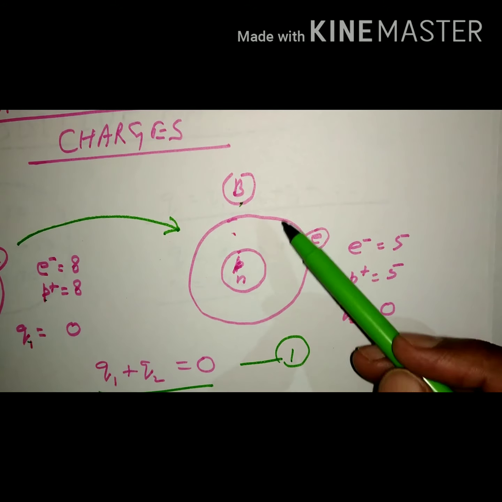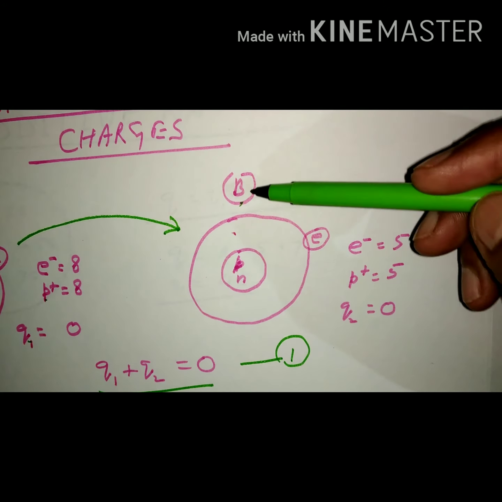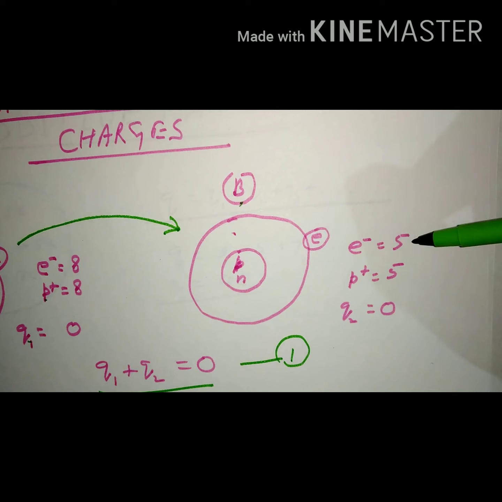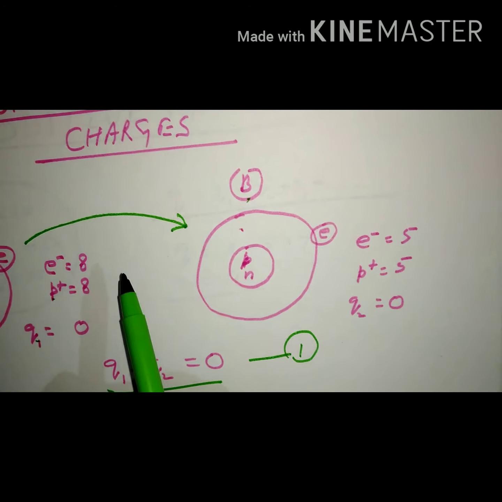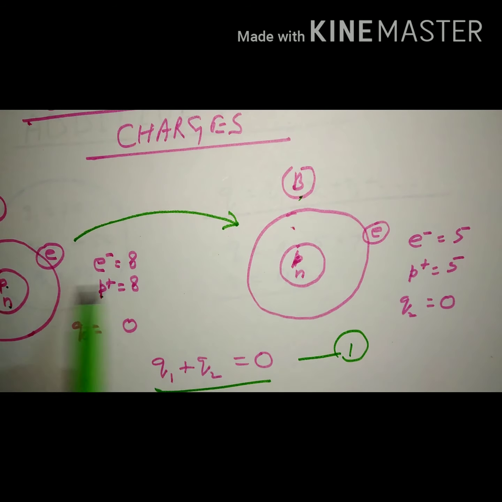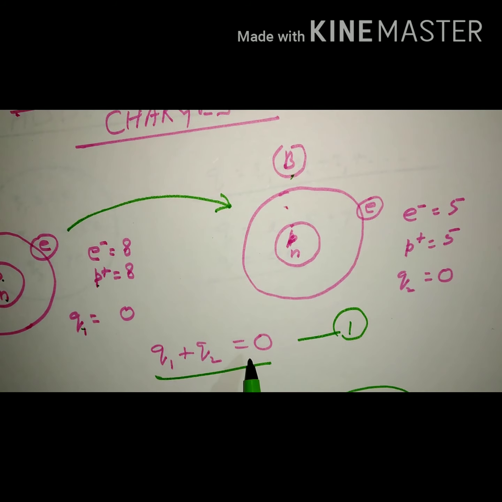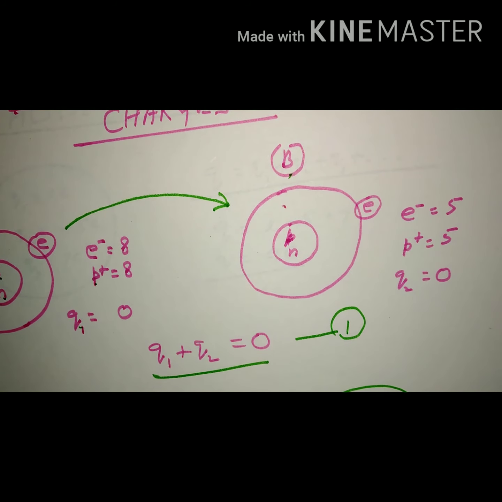Similarly, on body B, assume that there are 5 electrons and 5 protons, so the charge on body B is also 0. The number of negative charges and positive charges are equal, so this material is also electrically neutral. So taking the system of both bodies A and B, if we find the total charge Q1 plus Q2, we will find 0.